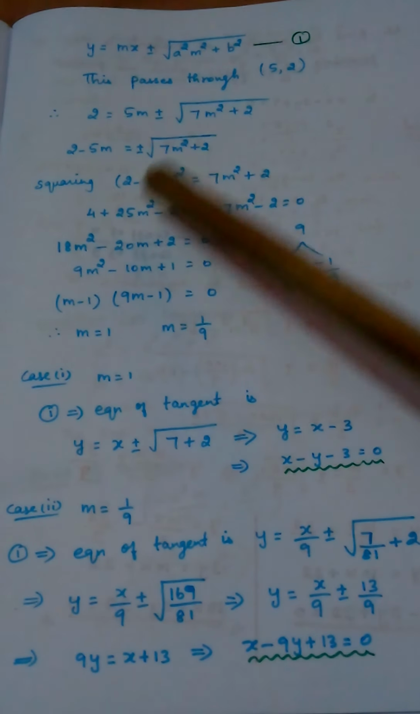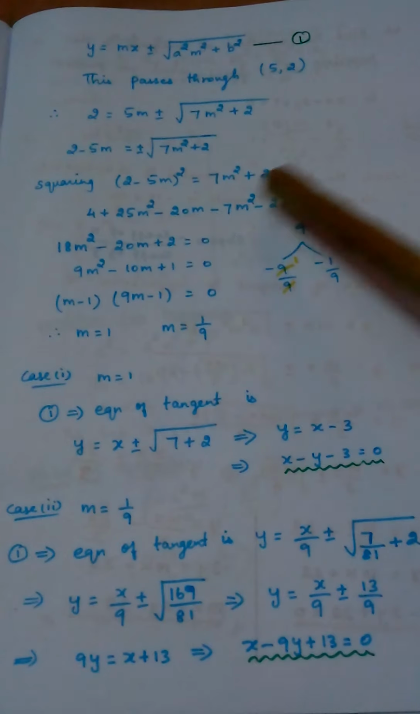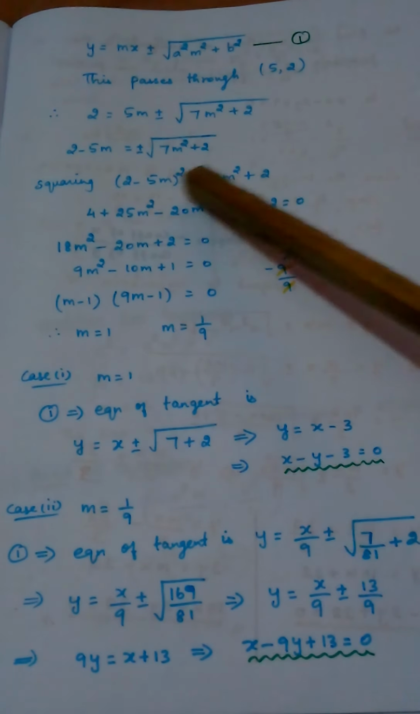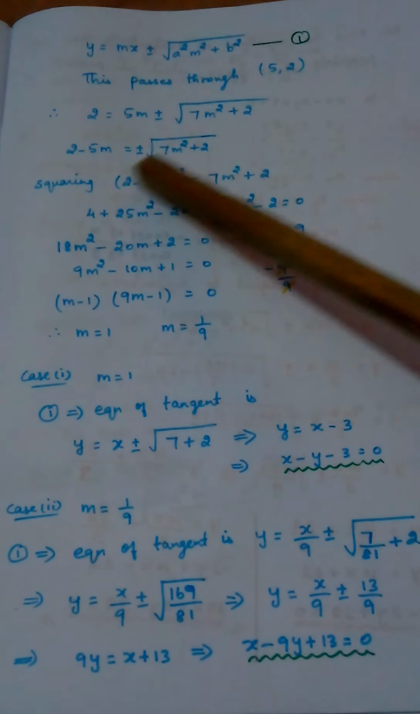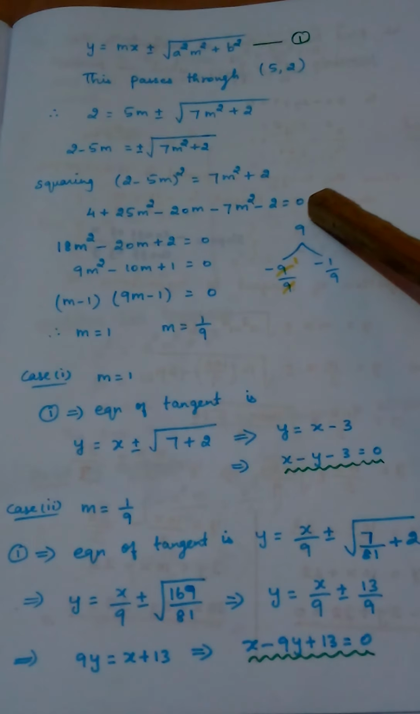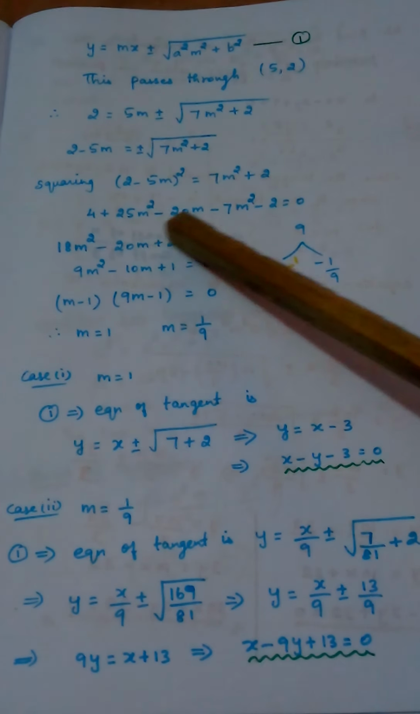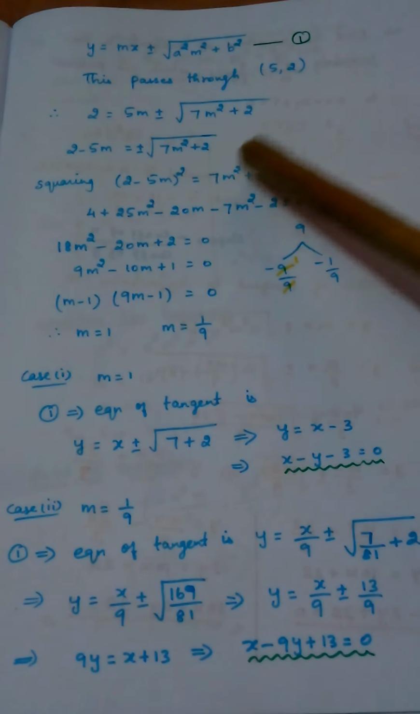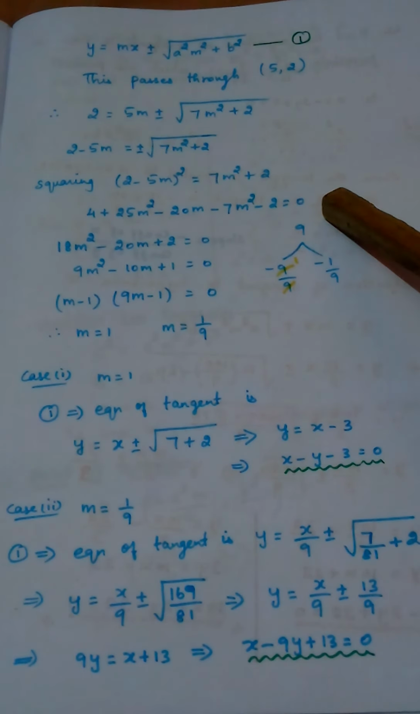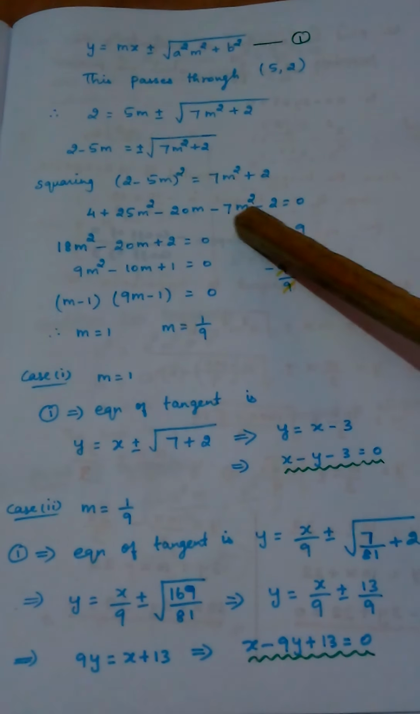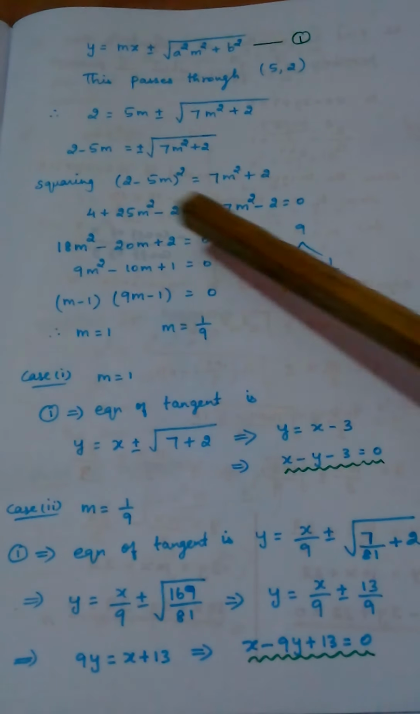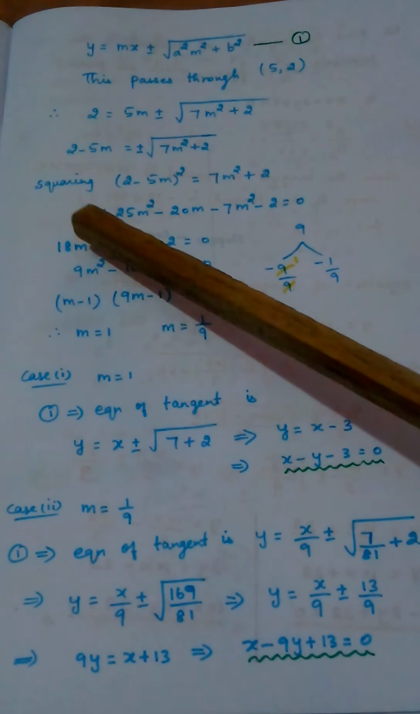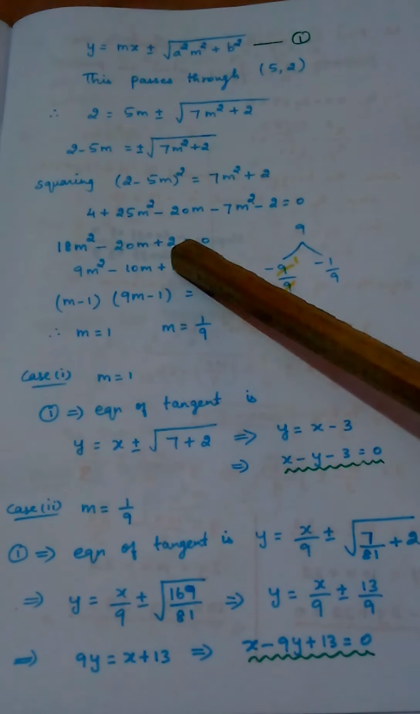Expand this in the (a − b)² format and bring these two terms to the same side, the left hand side, equal to 0. I hope you will understand. This is a² + b² − 2ab. Bring these two terms to the left side, equal to 0. So simplify this: 25m² − 7m² is 18m², minus 20m, 4 minus 2 is 2, equal to 0.